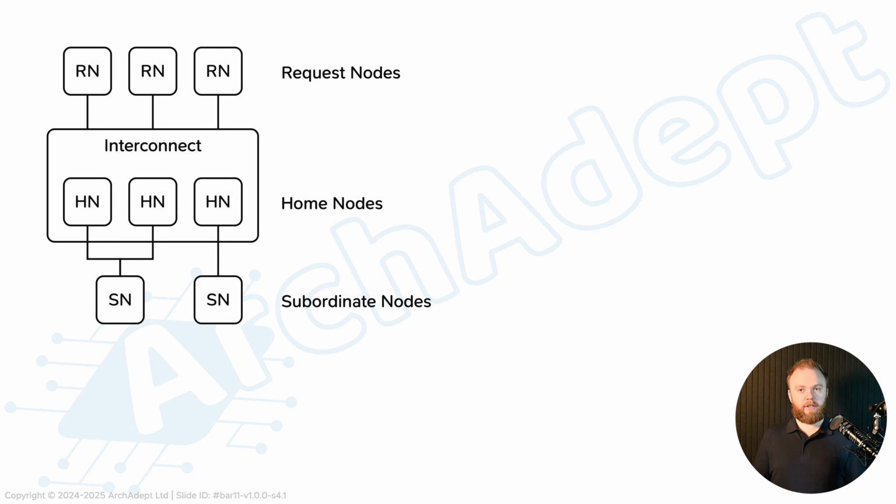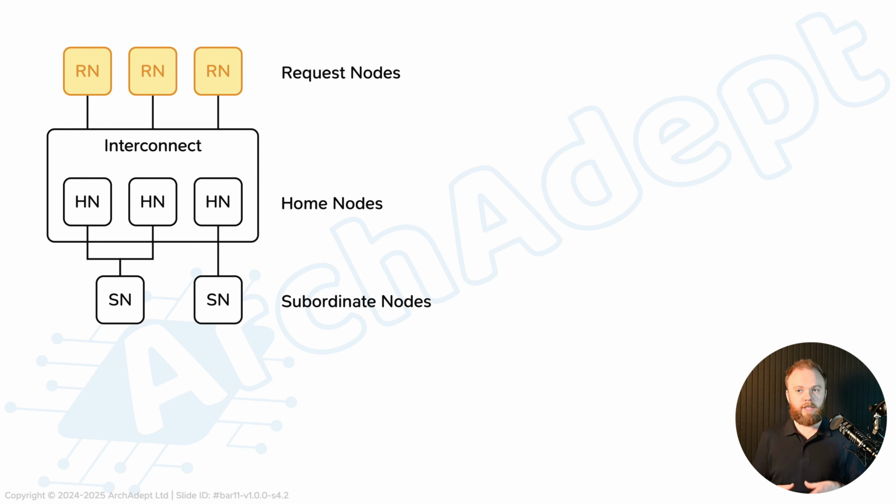So with all that said, let's begin with a quick refresher of some of the concepts that we first briefly touched on back in Lesson 2, but taking the time to explore them in a little bit more detail. So conceptually speaking, a system can be thought of as being a collection of nodes, where each node can be broadly categorized as either being a request node, a home node, or a subordinate node.